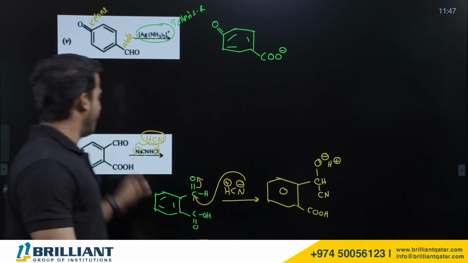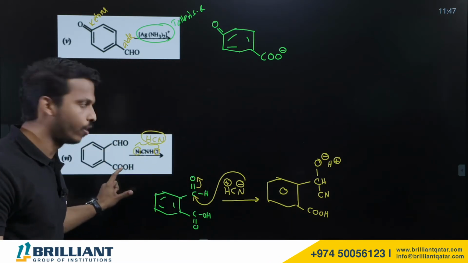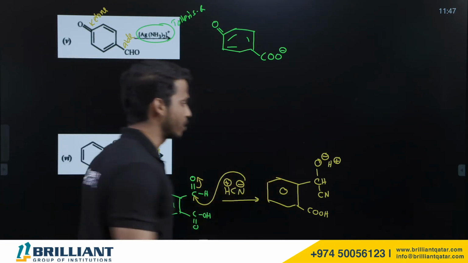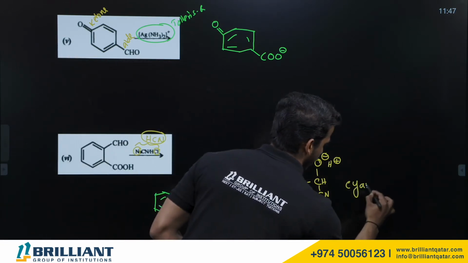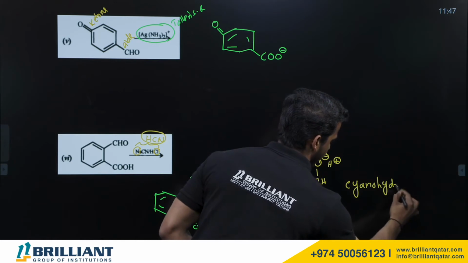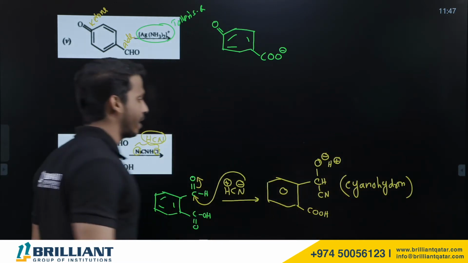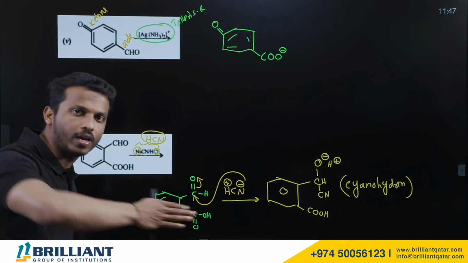Dear students, any aldehyde or ketone, when you treat it with hydrogen cyanide, the product is known as what? Cyanohydrin. So this is the product. Aldehydes and ketones, when treated with hydrogen cyanide, undergo nucleophilic addition reaction.